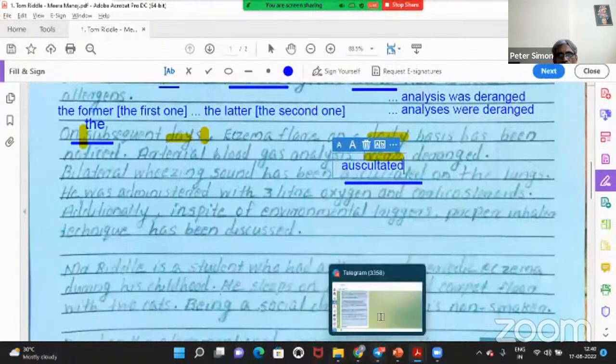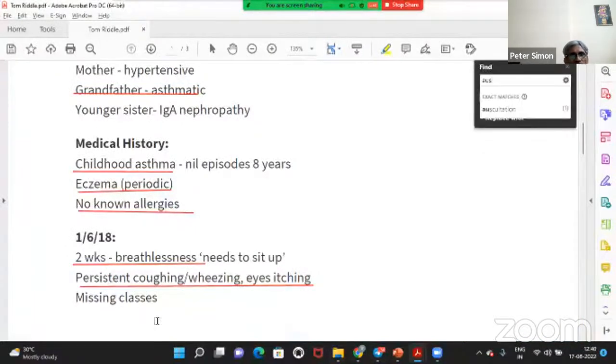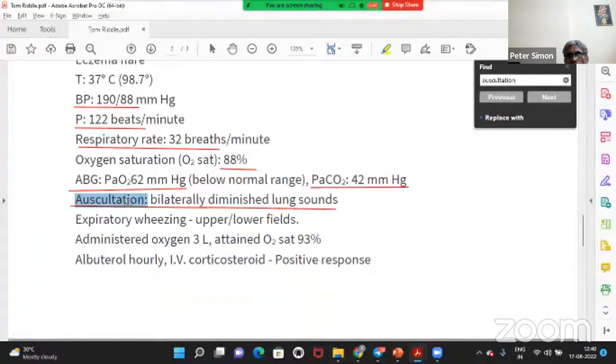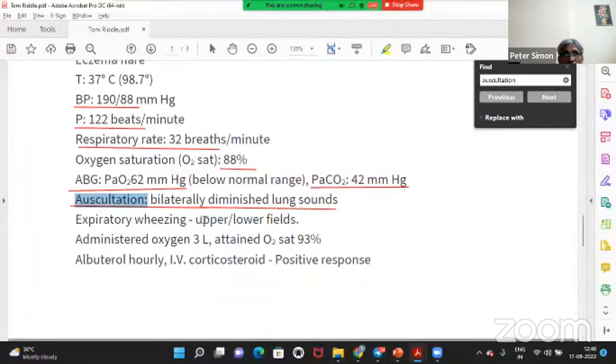Fine. Control F, A-U-S. Yeah, here it is already there. Auscultation. Bilaterally diminished lung sounds. Diminished means reduced. Reduced sounds. Bilaterally diminished lung sounds. Diminished means deteriorated, reduced. Earlier were more, but now it is less. Diminished means less. That was not shown here.